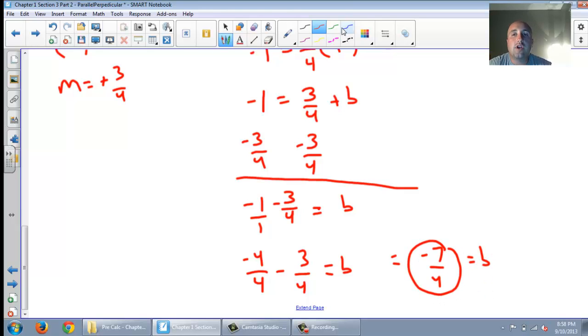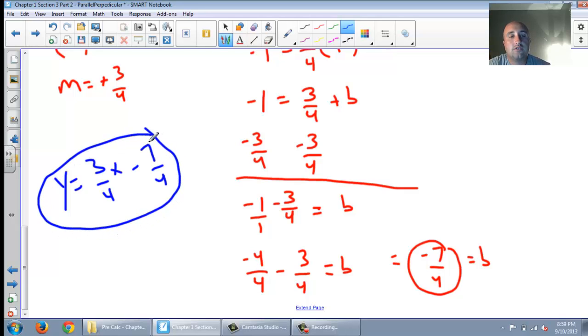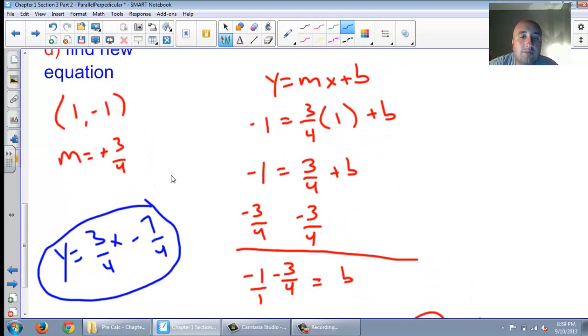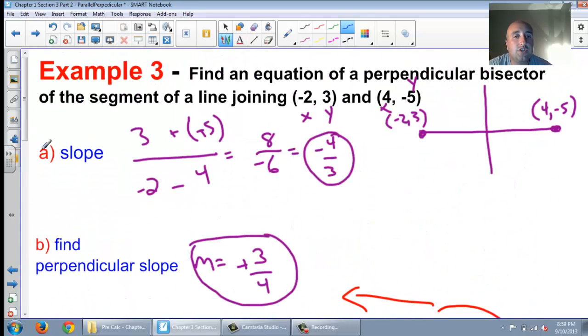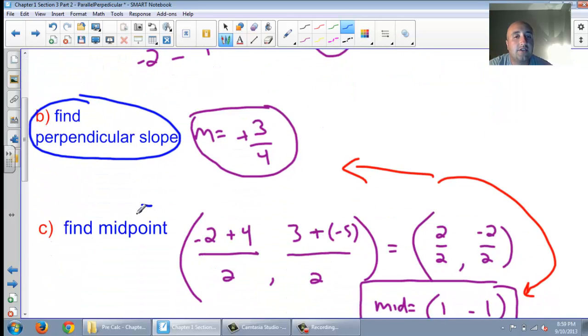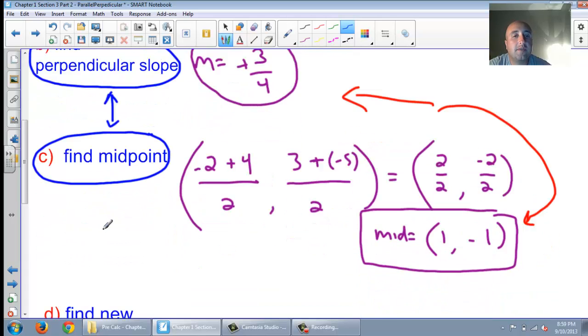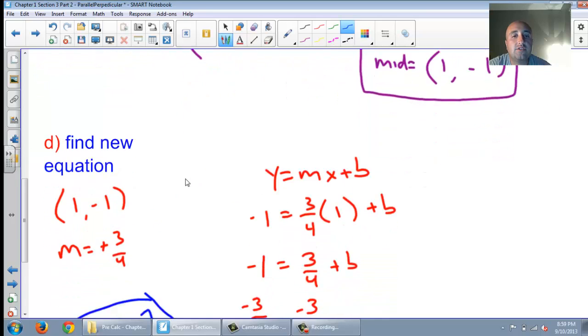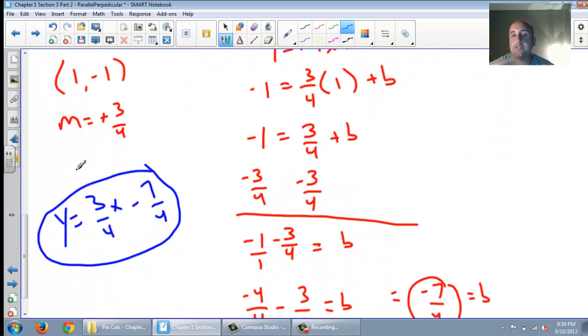Okay, so we are finally done. Our new equation has slope 3/4, and our b value is negative 7/4. So that is by far the longest problem that we have done so far. So let's just recap. First, you need to find your slope. Next, you need to find the perpendicular slope, which is the opposite reciprocal. Then you need to find the midpoint. And then you need to use these two pieces of information with y equals mx plus b to get your equation, and then you are done.